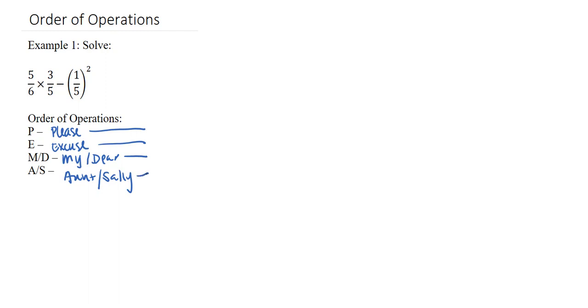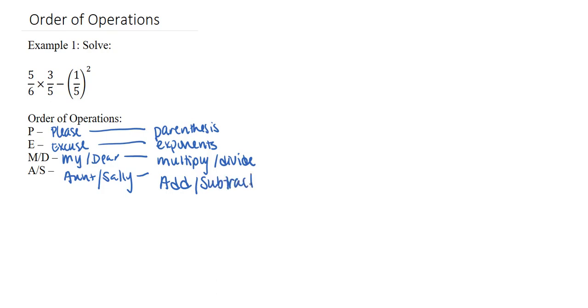And it's not. So the Please is for parentheses. The E, or Excuse, is for exponents. The M and D stand for multiply and divide. And the A and S stand for add and subtract. So it means that we need to look at this order in order to solve.